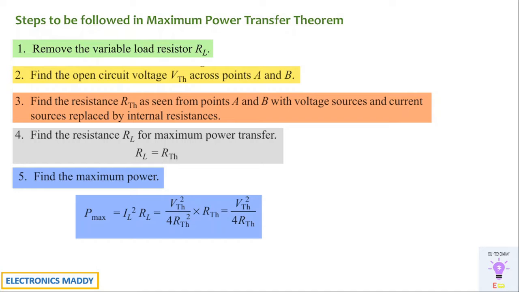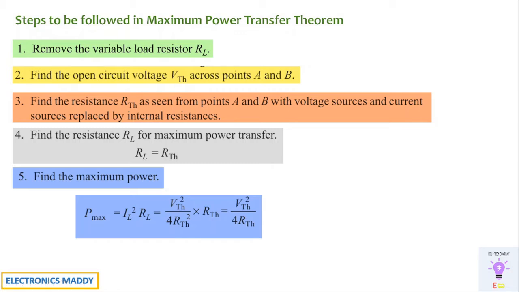That is, Pmax is equal to, we will be substituting and simplifying. This will be our final expression, that is VTH square divided by 4 times RTH. So for any question with respect to maximum power transfer, if they are asking us to find the maximum power, you have to substitute VTH square by 4 times RTH. That means you need the value of VTH and you need the value of RTH. You'll be finding it out using these steps. VTH is nothing but Thevenin's voltage and RTH is nothing but Thevenin's resistance.